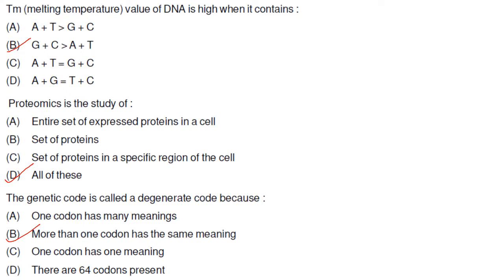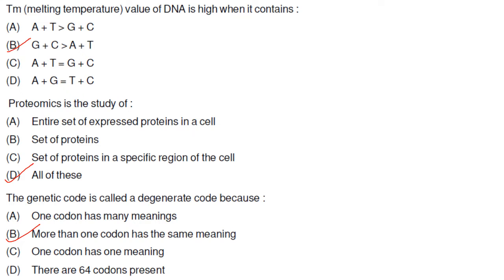Then next one. Melting temperature value of DNA is high when it contains. So GC pair has 3 hydrogen bonds while the AT pair has only 2. Before that, I will tell you the answer. It is G plus C greater than A plus T, because GC pair has 3 hydrogen bonds and AT pair has only 2 hydrogen bonds.